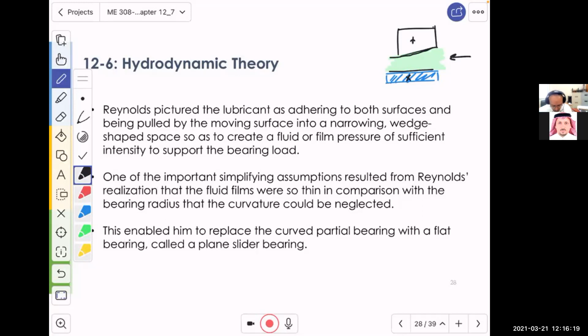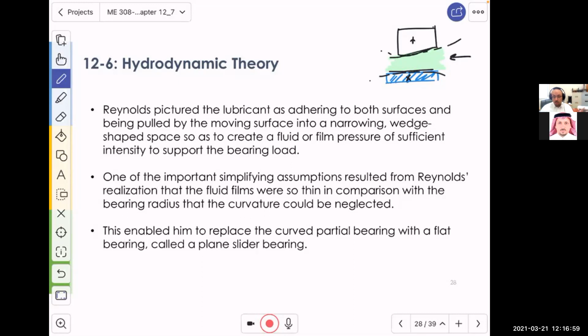That's the whole purpose of the journal bearing. Now, one of the important simplifying assumptions resulting from Reynolds' realization that the fluid film was so thin in comparison with the bearing radius is that he can ignore the curvature. If you make it too thin, the curvature is just ridiculous. It's almost a straight line.